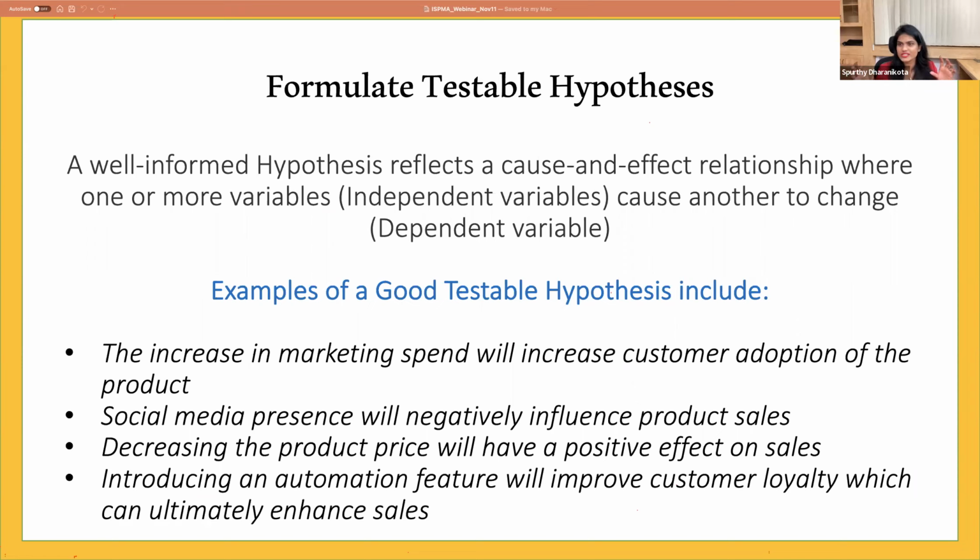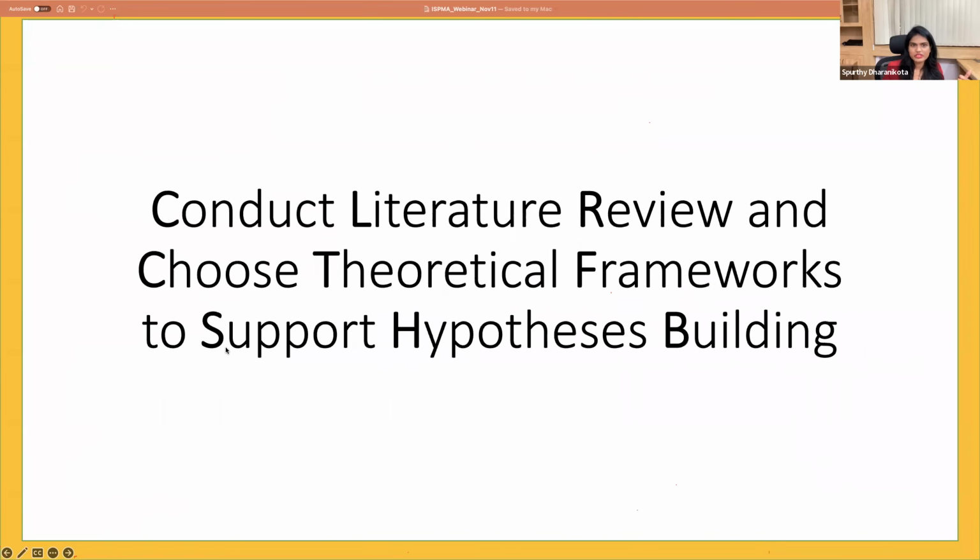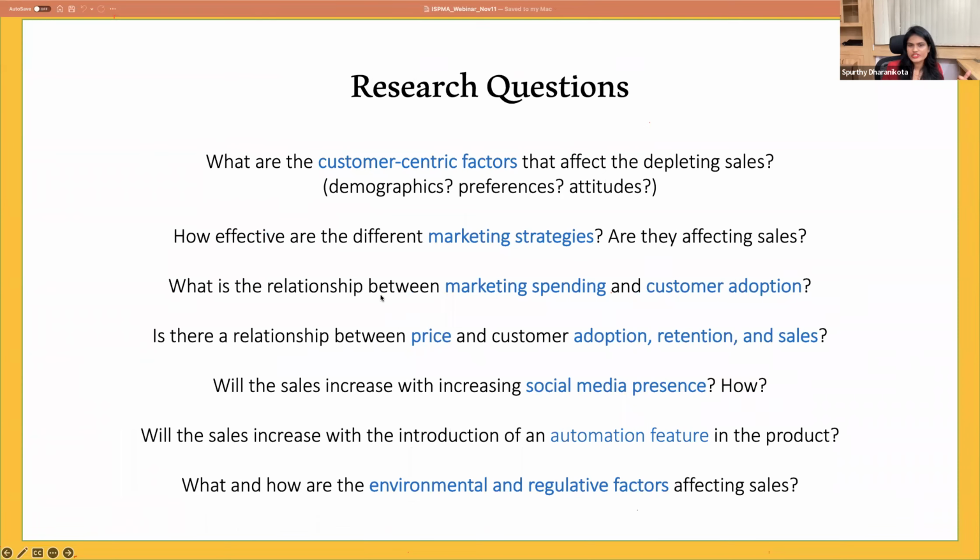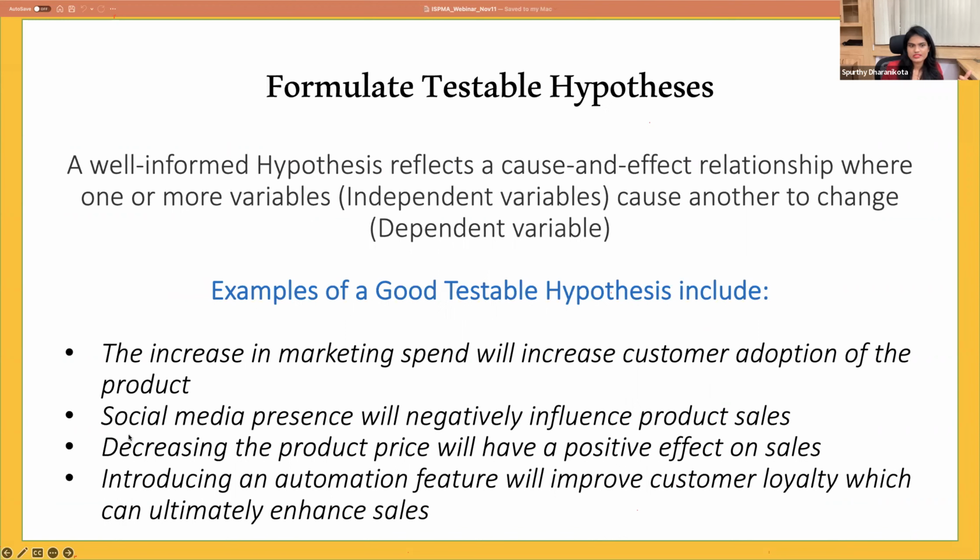This could be a little confusing at first. The variable that is affected by another variable is called the dependent variable, and the variables that are causing the effect are called independent variables. Let's look at an example. We were thinking about the research question: what is the relationship between marketing spend and customer adoption or sales? Based on that, I came up with a hypothesis like, social media presence will negatively influence product sales. I'm just hypothesizing it, I'm not proving it. Another hypothesis: decreasing the product size will have a positive effect on sales. As I decrease my product size, the sales will increase.